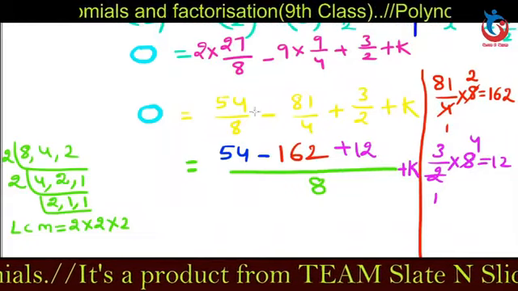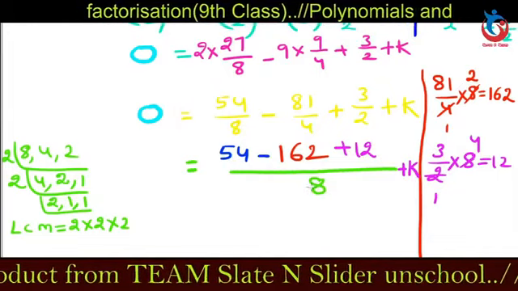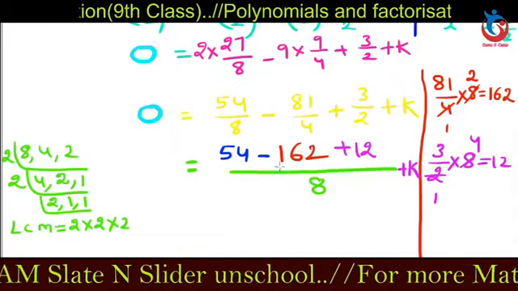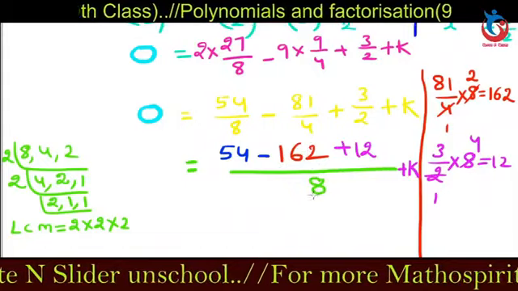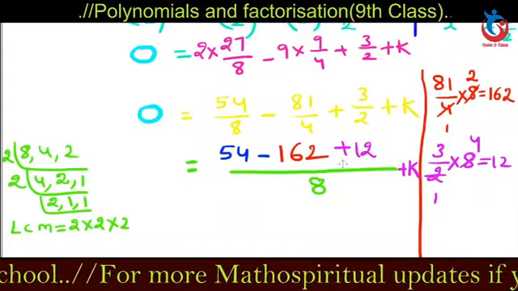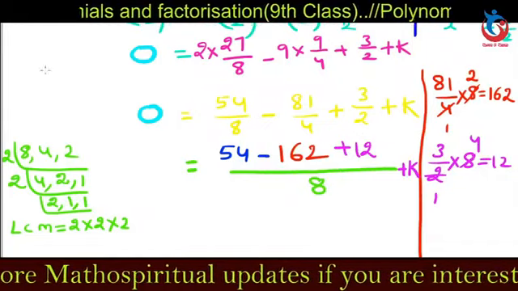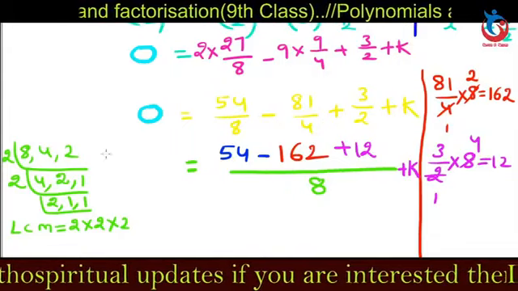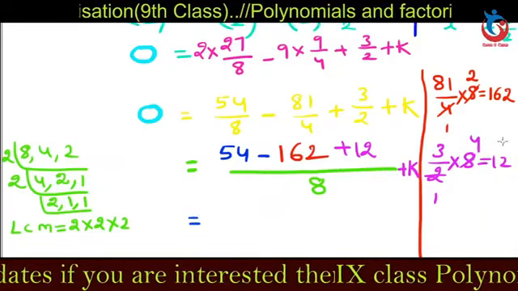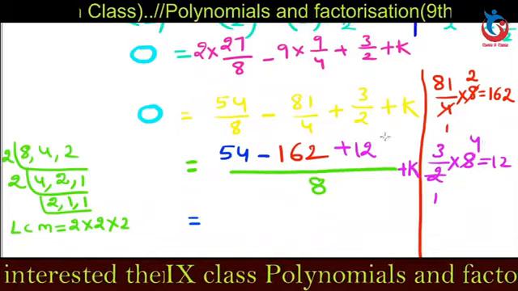Here this 54 by 8 is written as 54 by 8. This 8 is the common denominator for all the three, and this 81 by 4 is written as 162 by 8, and this 3 by 2 is written as 12 by 8. So this 8 is the common denominator for all the fractions. We will simplify that first. By simplifying, we get 54 minus 162 plus 12.